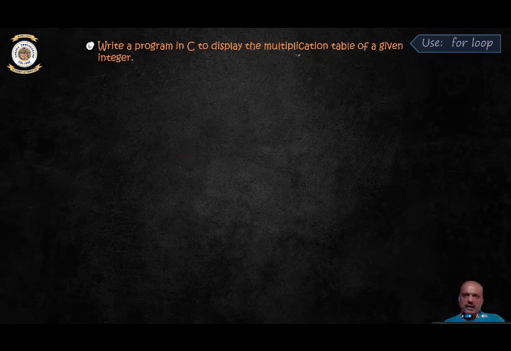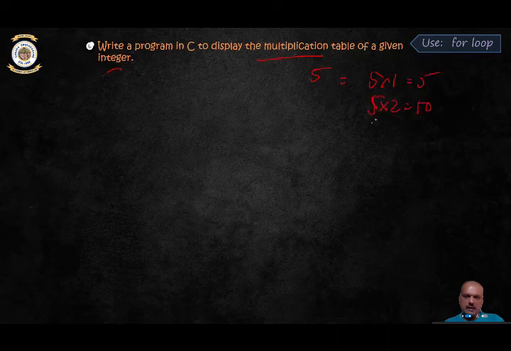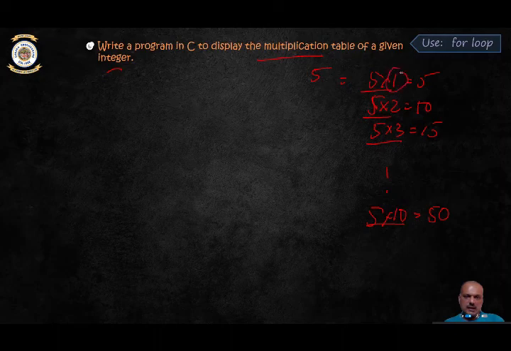Now let's look into how we generate a multiplication table given an integer. Say I have been given integer 5, I need to generate a multiplication table: 5 into 1 is equal to 5, 5 cross 2 is equal to 10, 5 cross 3 is equal to 15, up to 5 cross 10 is equal to 50. As you can see here, this equation is used 10 times, and the only thing that is changing in this equation is the variable in the second position.